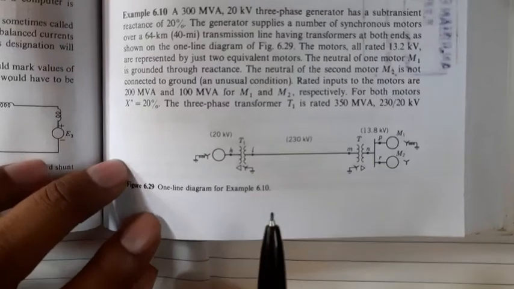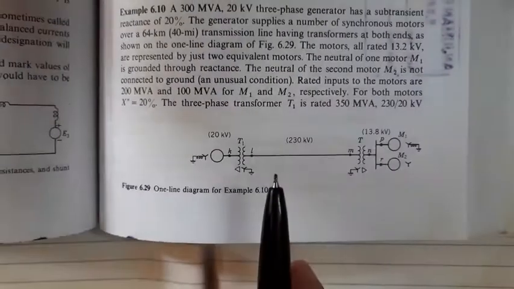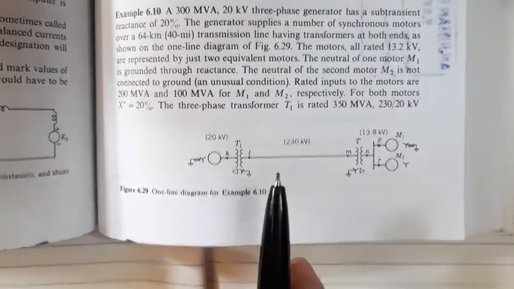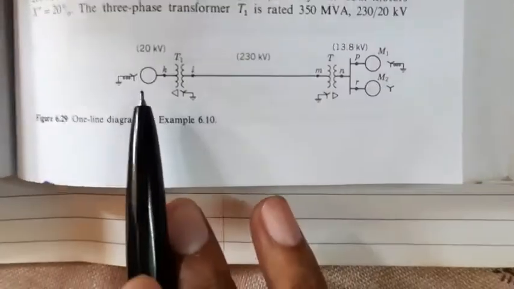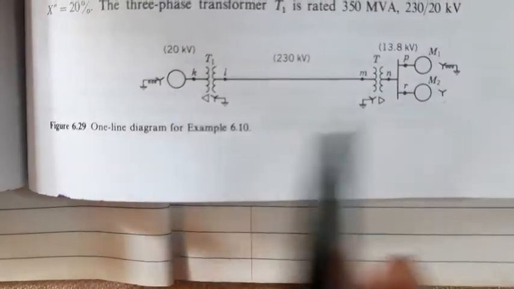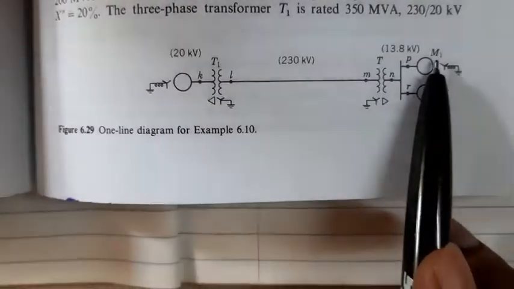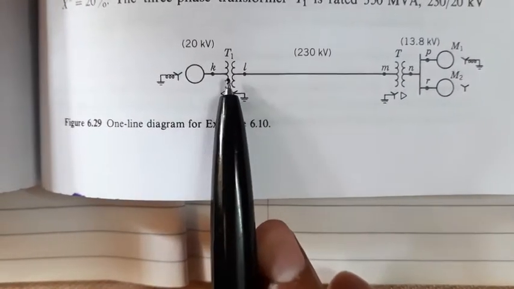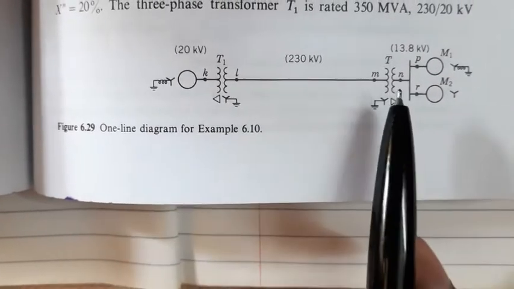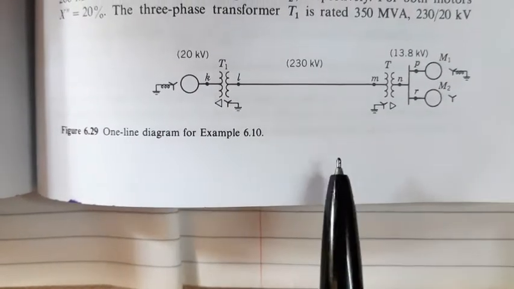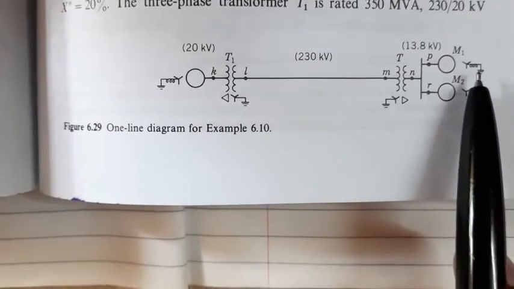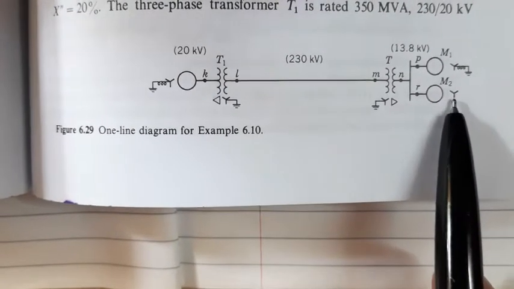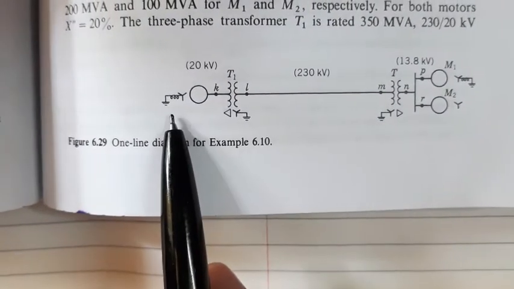See here what happened, let us solve another example. In this example, they have shown one generator, two motors, M1 and M2, one transformer T1 and transformer T2. Motor 1 is grounded, motor 2 is not grounded, generator also is grounded.